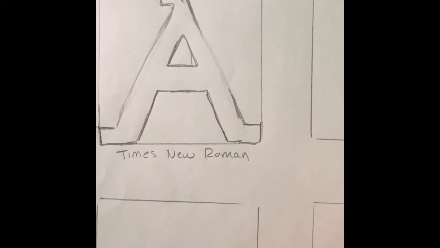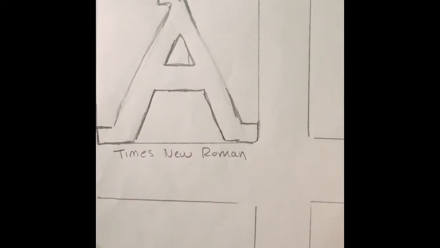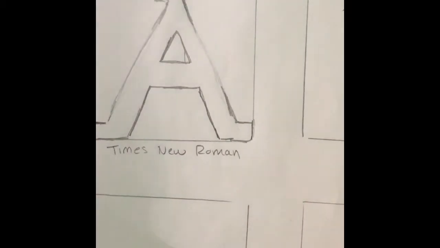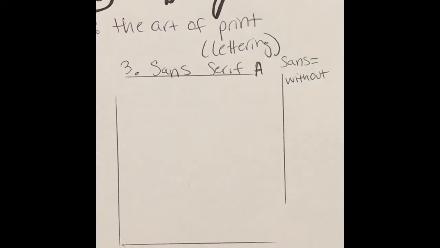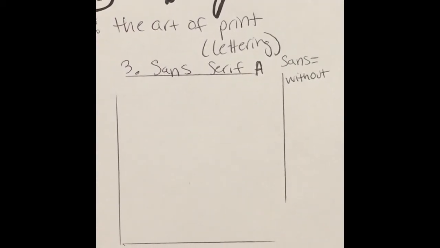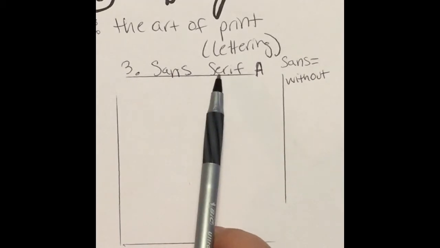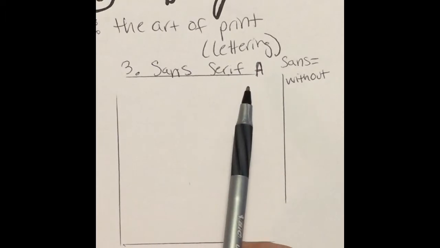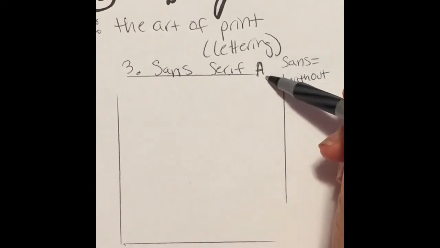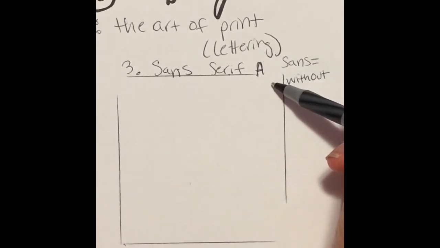There's lots of fonts that you can choose from in there, but that's kind of the main go-to one. Alright, so now we're going to go to the next box. On the top of this box you're going to write number 3, and then you're going to write sans serif. Serif is S-E-R-I-F, and this is a regular letter without a serif. It doesn't have the header or the footer on it.